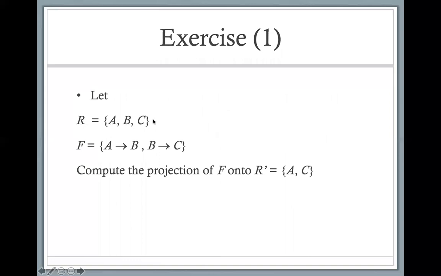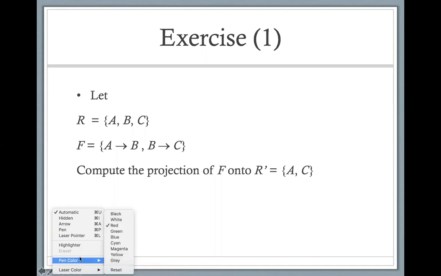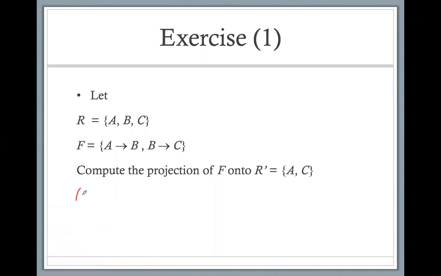Let's say I have the following relation A, B, C, and I have two functional dependencies: A determines B, and B determines C. Meaning that the value of A decides the value of B, and the value of B decides the value of C. We want to compute the projection of F on R dash equal A, C. So how do I do this? I compute the closure of A. I'm going to do it here on the slide. I compute the closure of A because I have A determines B. So first I'm going to compute the closure of A.